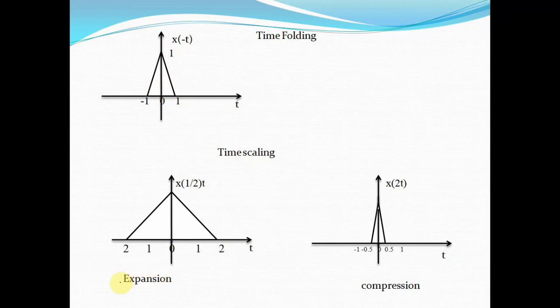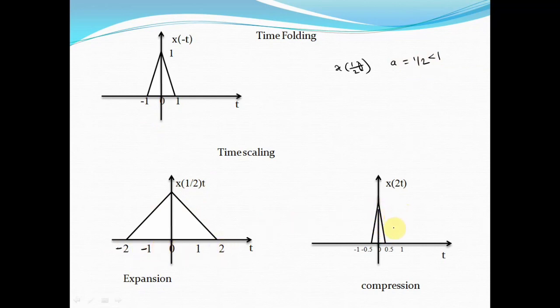In time scaling, this first one represents the expansion. Here we have sketched the signal x of 1 by 2 t. That means the value of a is equal to 1 by 2, which is less than 1, and if it is less than 1, it indicates the expansion of the signal by that amount, and therefore you have to multiply the original signal by 2. So the signal is expanded, and now it lies between minus 2 to plus 2.